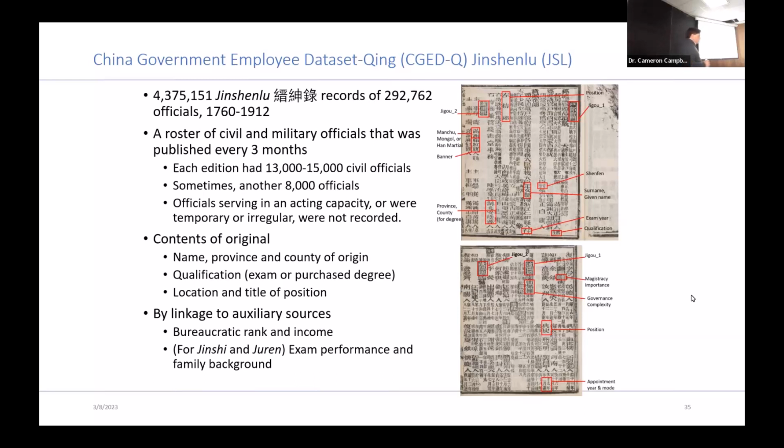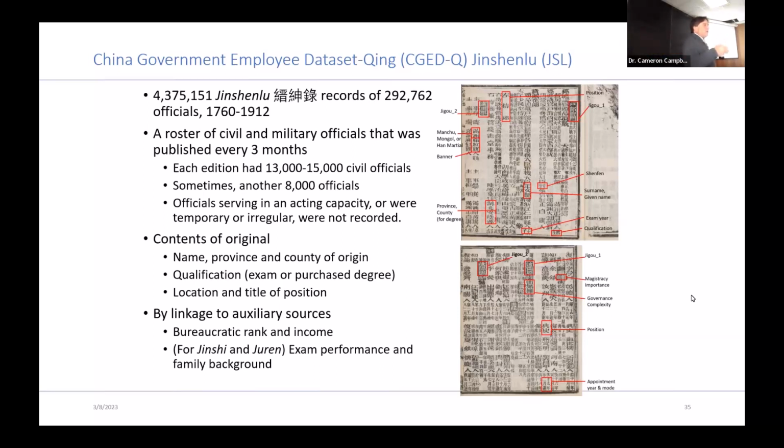So what happened during the Qing dynasty was that at some point the Ministry of Personnel began preparing a roster, updated every 3 months, of everyone that had a formal appointment with the state.